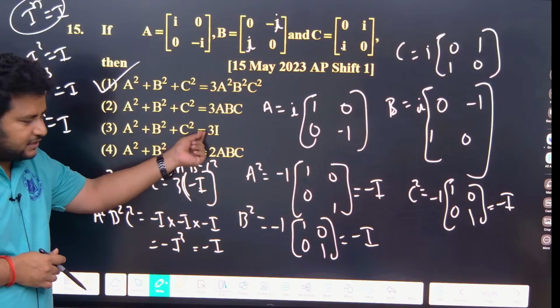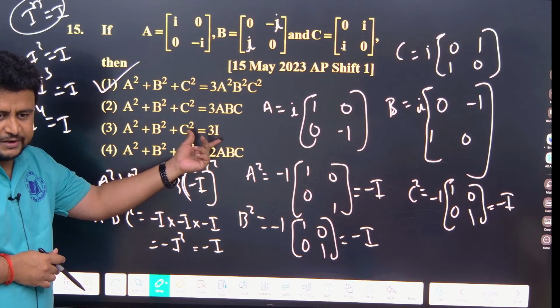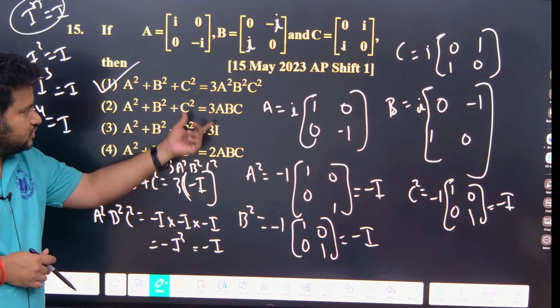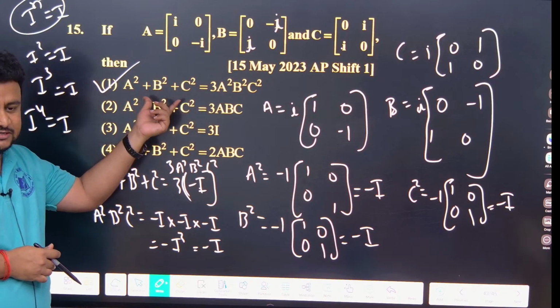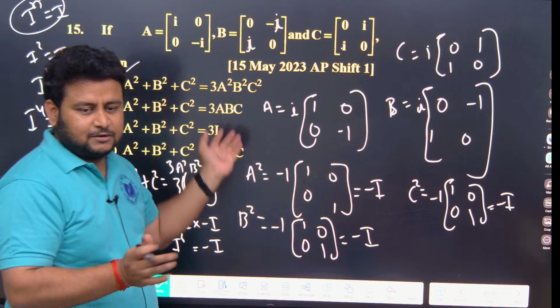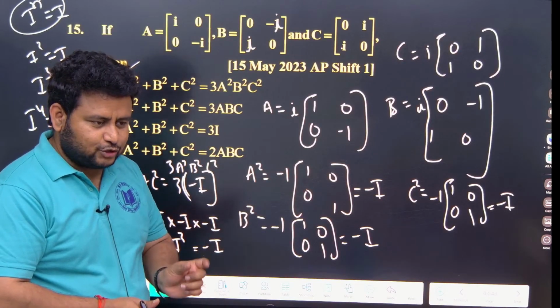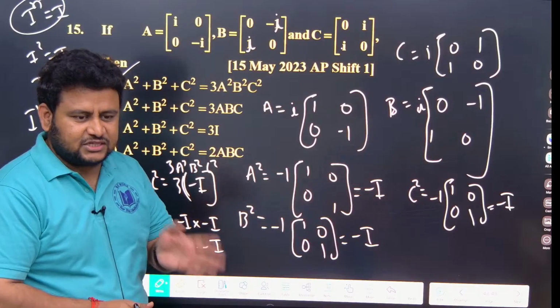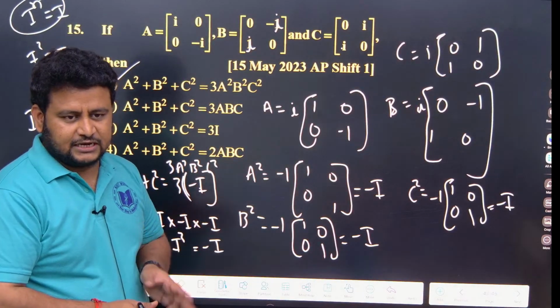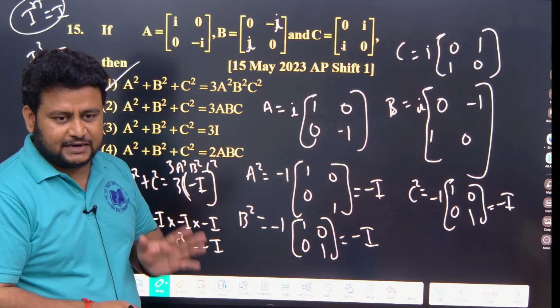Here, if they had given minus 3i, it would have been correct, but it is plus 3i. That is not enough for us. So here you do what? After doing a square plus b square plus c square, do a square b square into c square. Multiply that. You will get minus i cube. Minus, leave it as it is. I cube is nothing but equal to i. Identity matrix to the power of anything is identity matrix only, that is i.